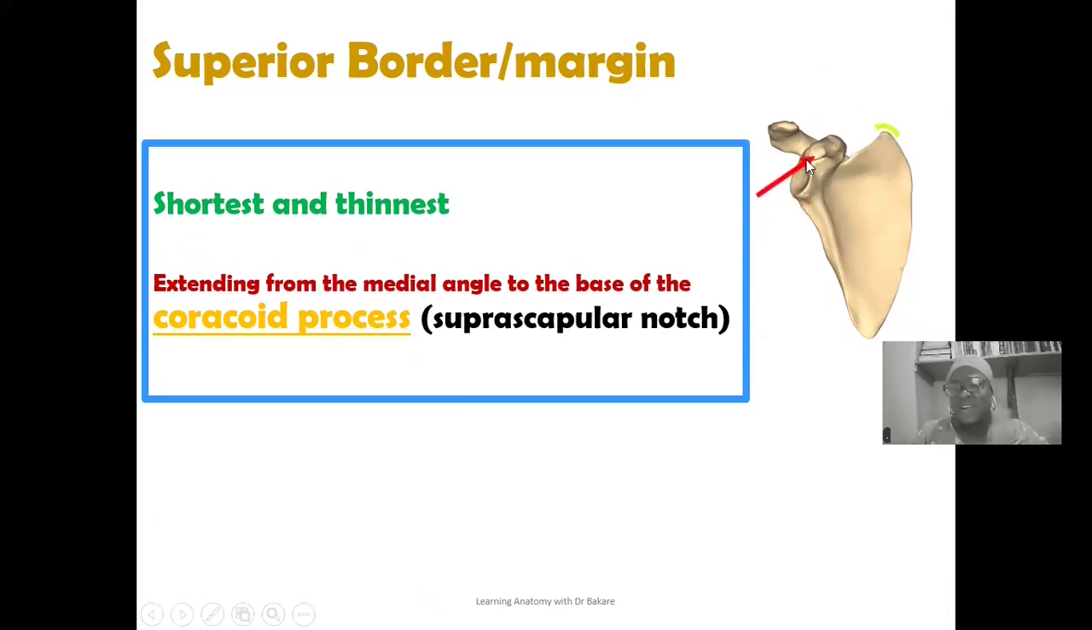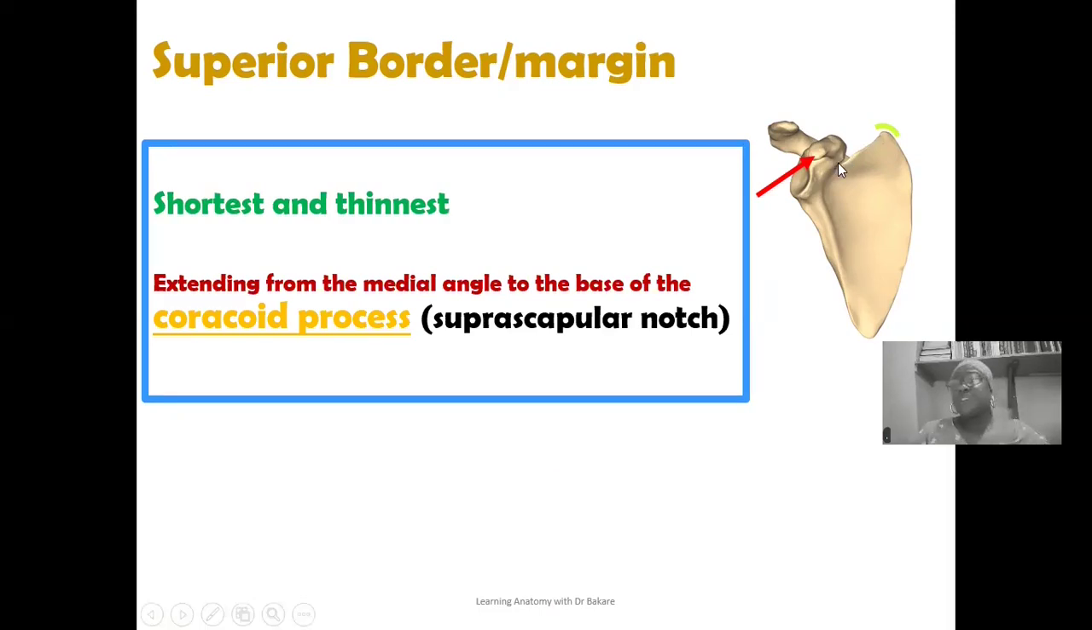This is the coracoid process here, arrowed in red. At the base of the coracoid process is where we have the limit of the superior border. So you see the superior border running from the medial angle here down to the base of the coracoid process. This is what is shown here using this arrow. You see that this region is the shortest and also the thinnest. We also have distinct features around the space.